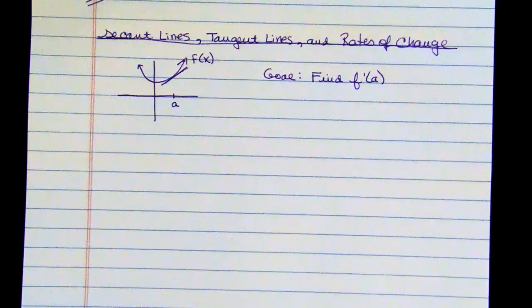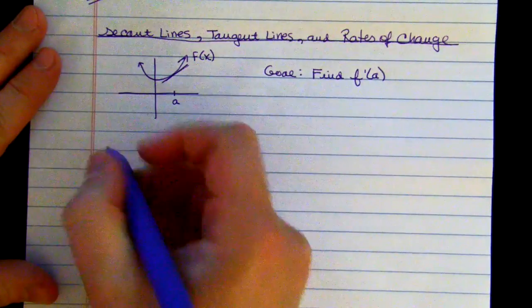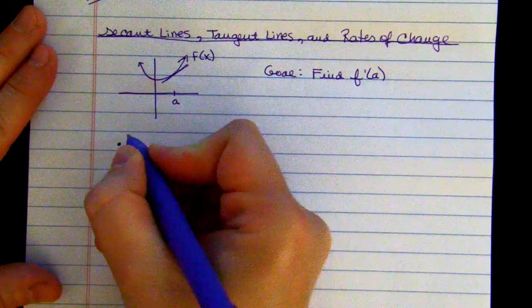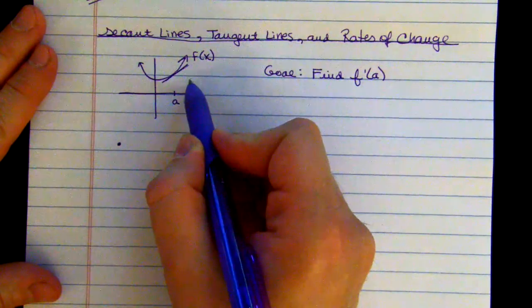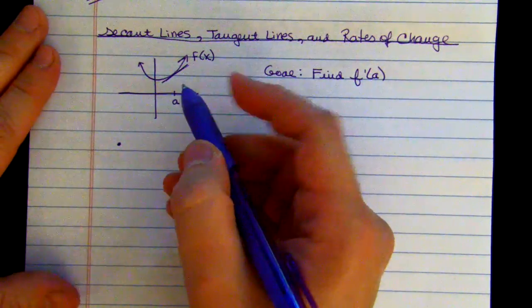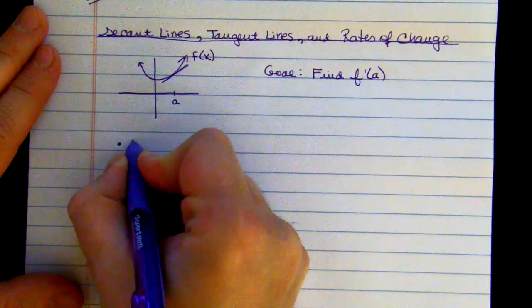Problem is that's too hard for right now. We don't actually know how to find the slope given just a single point. You need 2 points to be able to find the slope. So we're going to kind of hold off on that question for right now, the slope just at a single point. And instead, rather than focusing on tangent lines, we're going to focus on what we call secant lines.